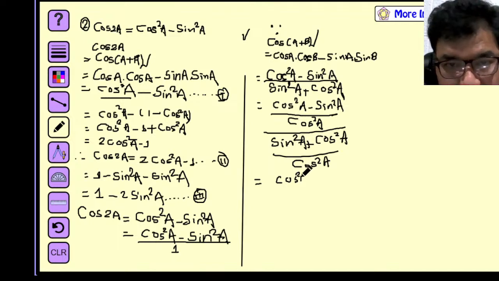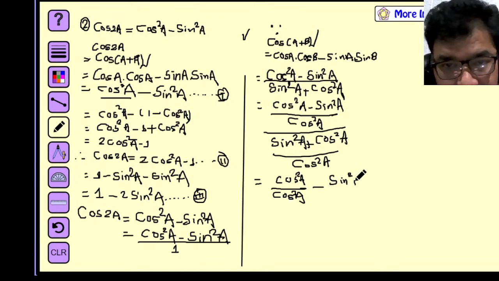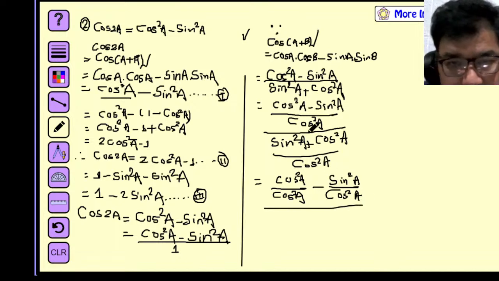Separate like this, okay? cos square e divided by cos square e, like this, cos square e. Similarly here, minus sine square e also divided by cos square e, okay, like this, and the whole is also the same with sine square e divided by cos square e.